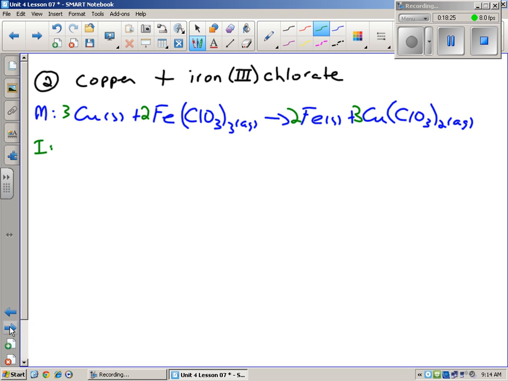Next, we need to write out the ionic equation. There is no charge on the copper, okay, because it's not part of an ionic compound. We get charges from ionic compounds in water. This is not an ionic compound. This is just a metal by itself. There's no charge on this, so I don't want to see any charges there.